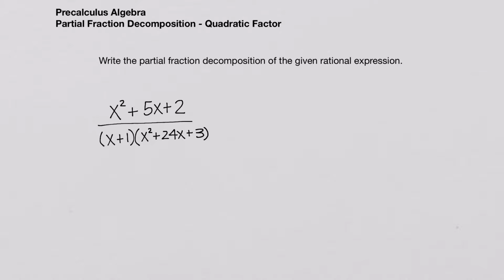All right. So I want to write this fraction as something that it's equal to, and I know that my two denominators are going to be x plus 1 and x squared plus 24x plus 3. Okay. Right. So those are my two denominators, and what should my numerators then be?